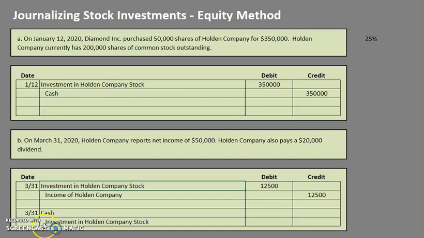Now that we're actually getting that dividend, then we have to decrease our investment. So it sounds a little bit like retained earnings. It goes up by net income, down by any dividends. So if we increased our investment whenever we recorded that net income of holding company, we have to make it go down whenever they actually give us some of that income through a dividend.